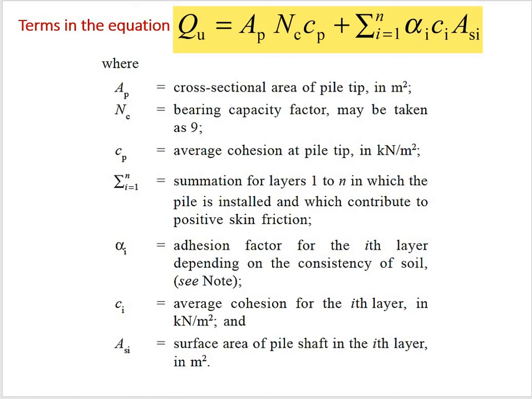So summation, already I told you why the summation is taken. Now adhesion factor, I will explain what is adhesion factor. Here, instead of the K value in the previous case, the bearing capacity factor, we are taking the pressure coefficient in the previous case for sand or cohesionless soil. Here we are taking the adhesion factor for clay soil. And ASI is, as in the previous case, the surface area of the pile.